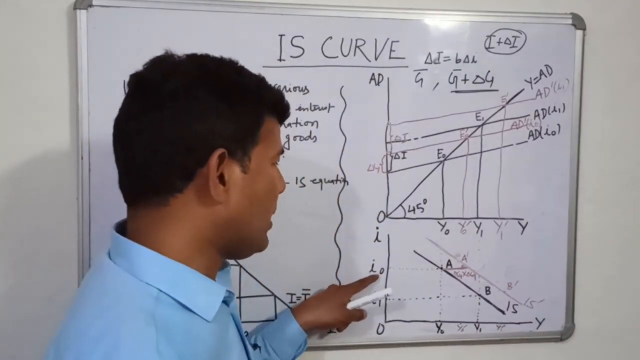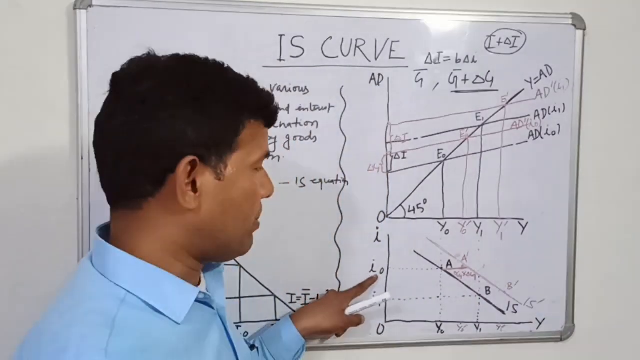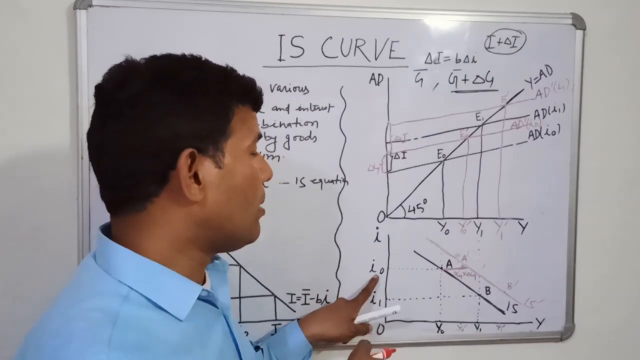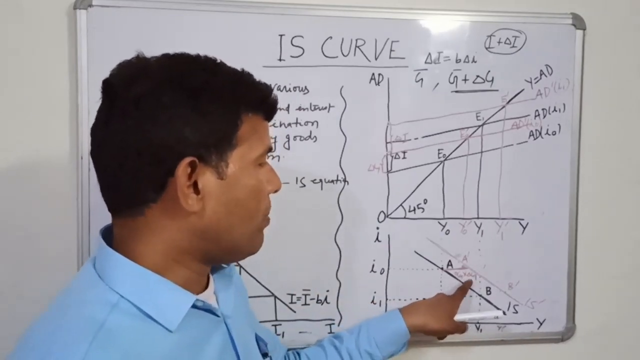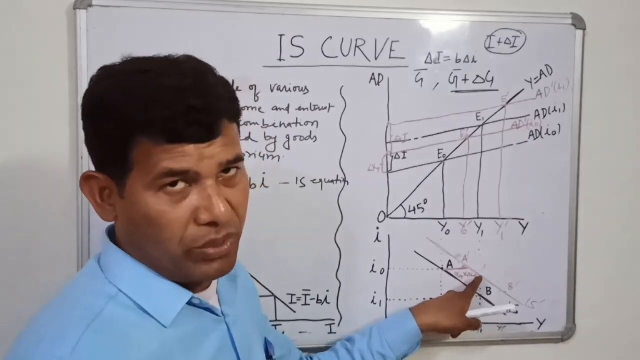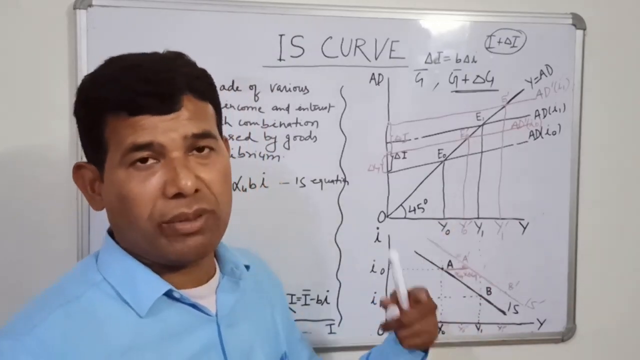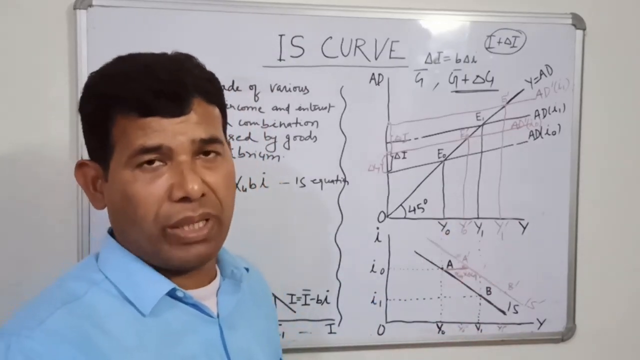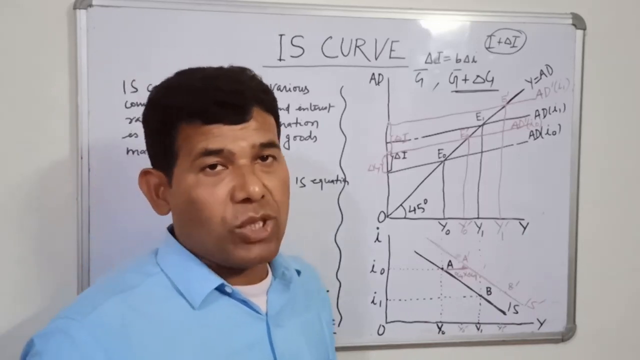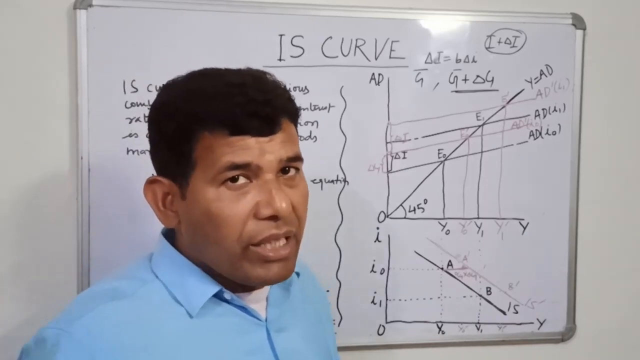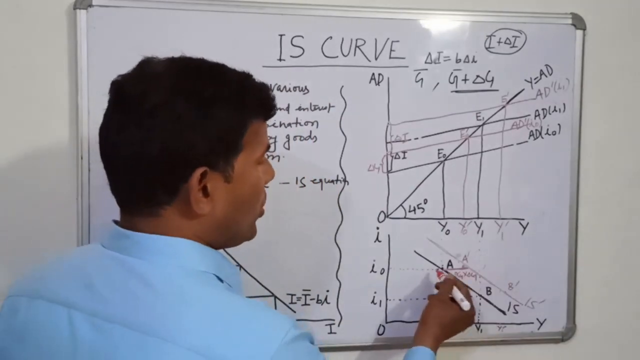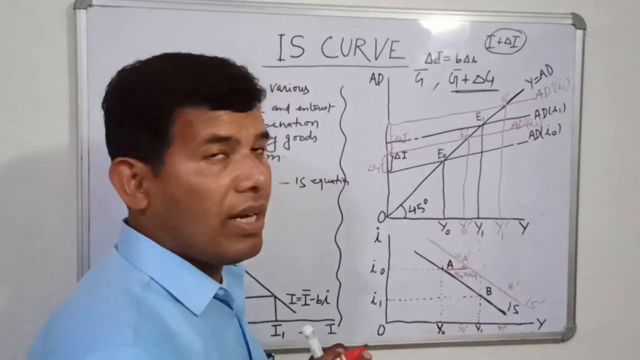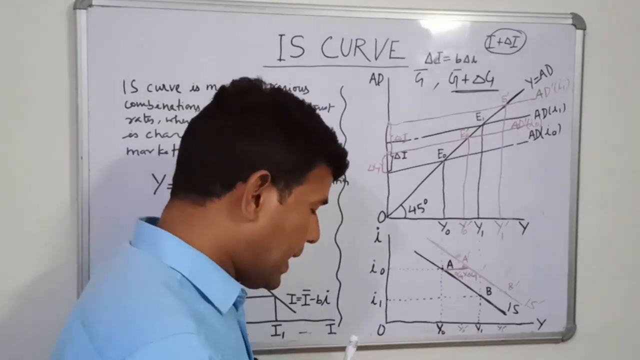That means at the same interest rate, in case government expenditure rises, the income would rise by the magnitude of alpha G into delta G, which we used to observe in the Keynesian model of income determination, where we assume that there is no change in interest rate and no change in the money market. So this is what would be the horizontal shift of the IS curve. So what do we get here?